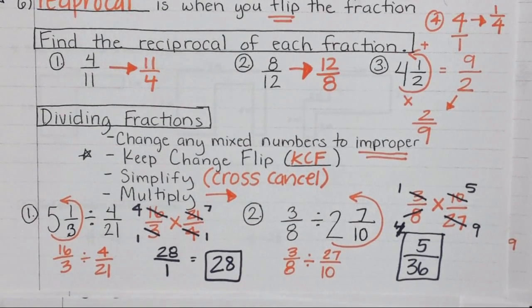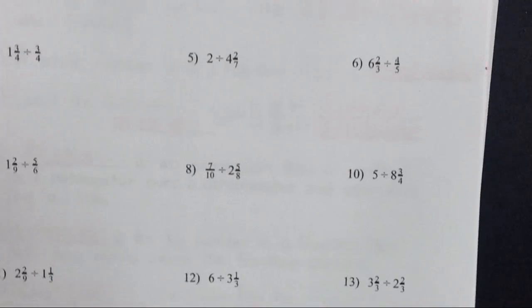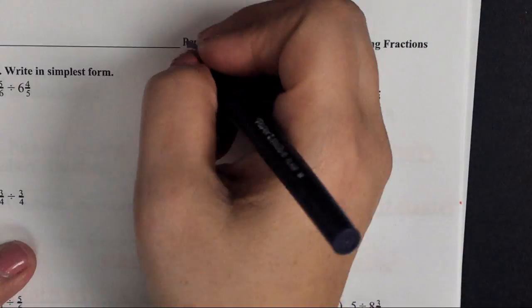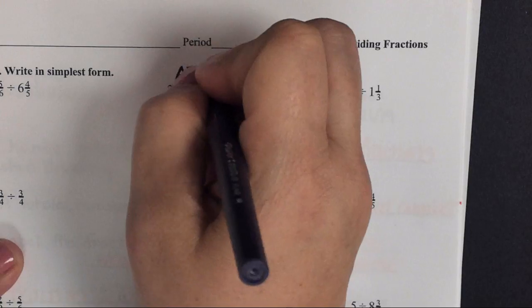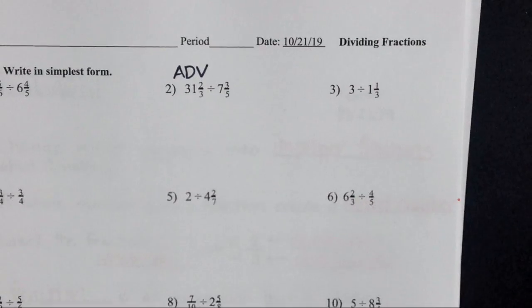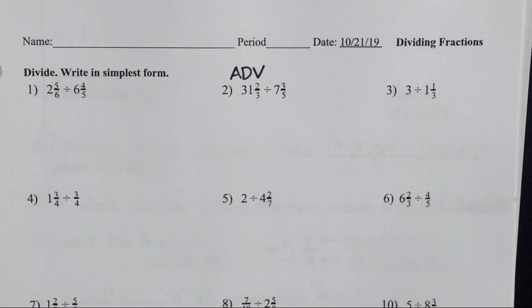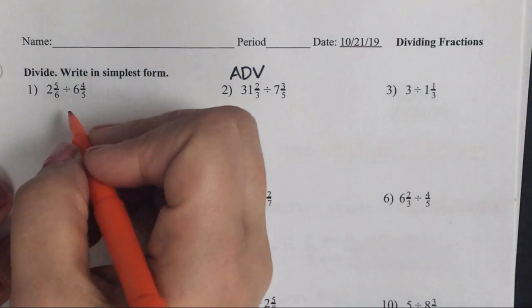Okay, so do me a favor. First thing I want you to do, next to number 2, or right above it, I want you to put ADV. You guys are going to do this one. It's a little bit challenging. Okay? All right, let's look at number 1 together. Okay, we've got 2 mixed numbers. So what do we have to do? We've got to make them improper first.